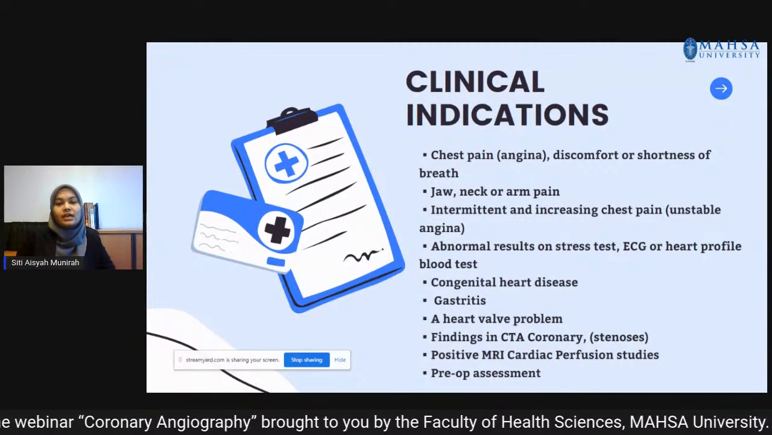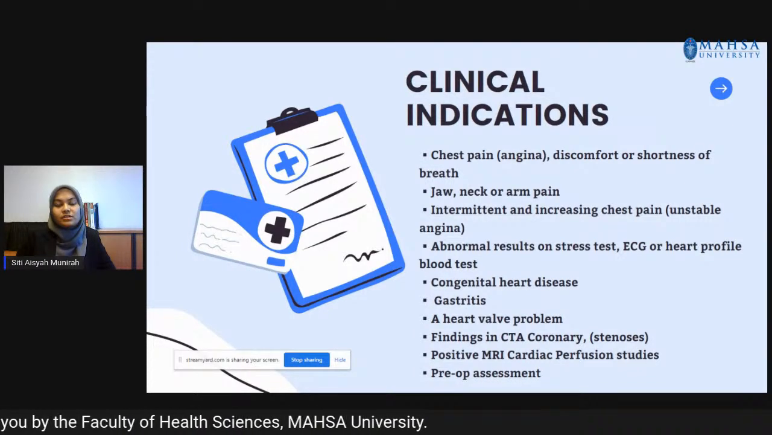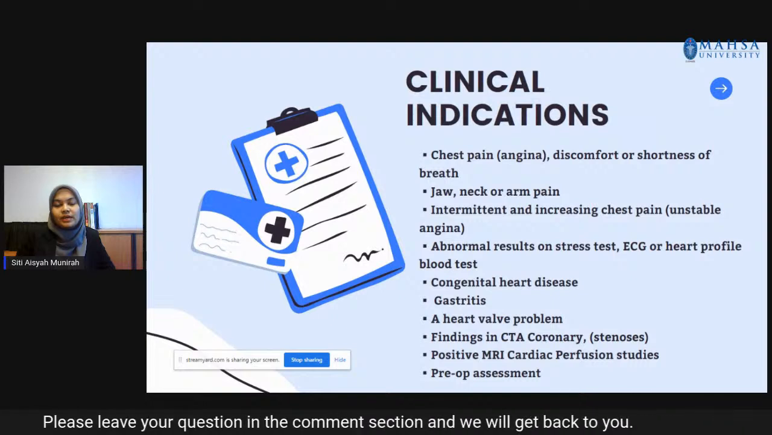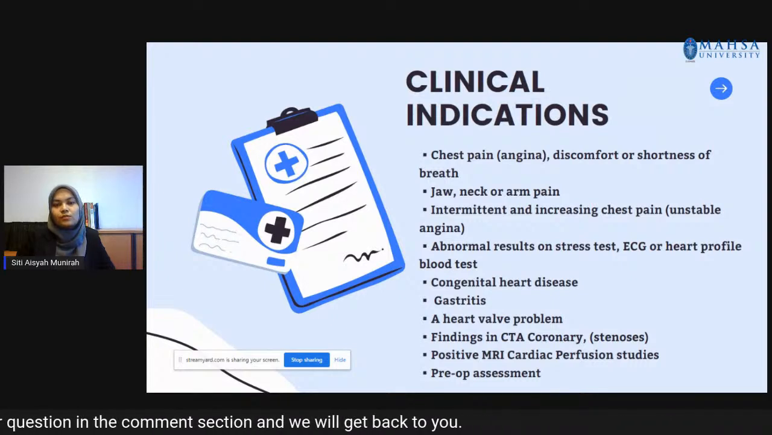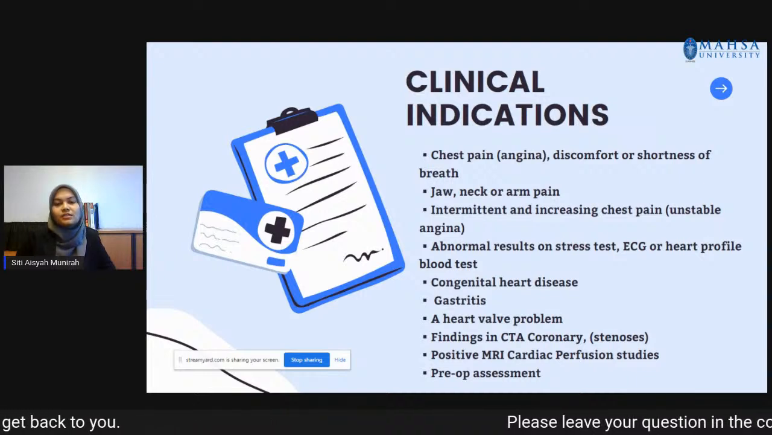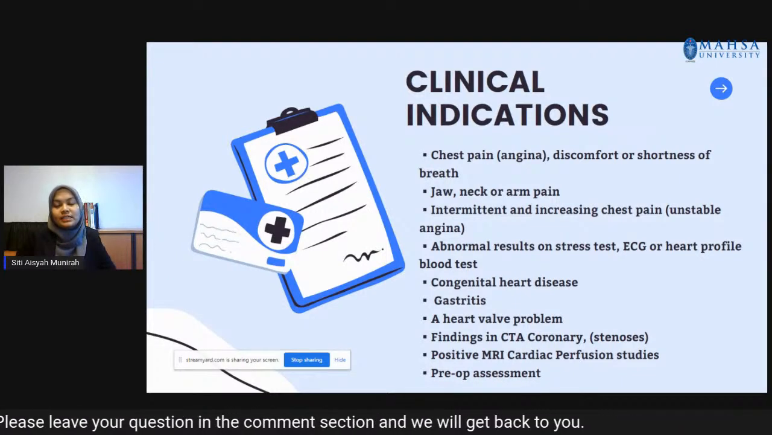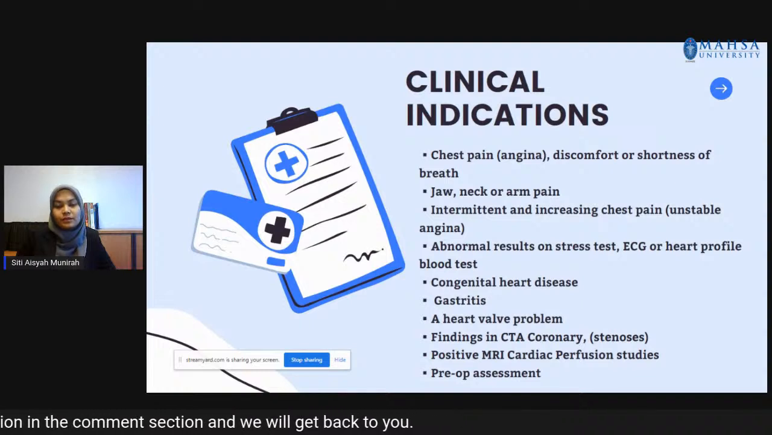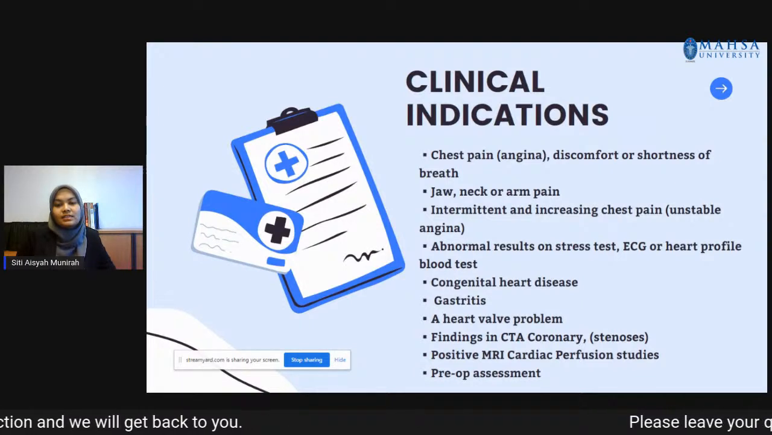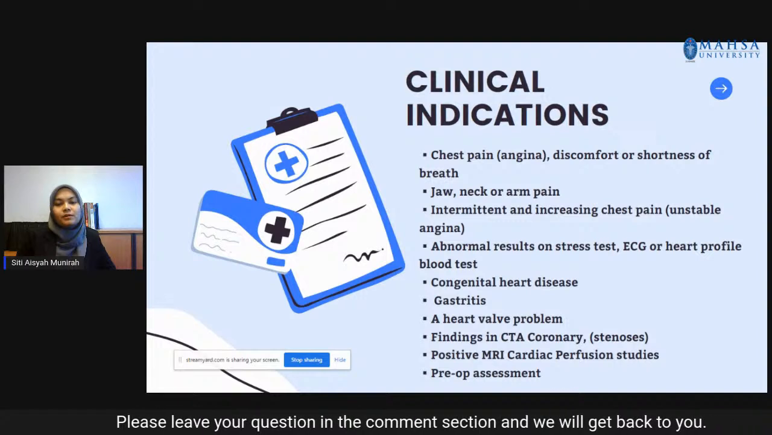Next is gastritis. Gastritis means inflammation of the stomach. If a patient is having gastritis and other tests have been done, but the reason why the gastritis is present is still unknown, the patient is indicated to go for coronary angiography to detect whether there is a blockage within the blood vessel or not. Among other clinical indications are heart valve problems, findings in the CTA coronary, positive MRI cardiac perfusion study, as well as preparation for pre-operative assessment.